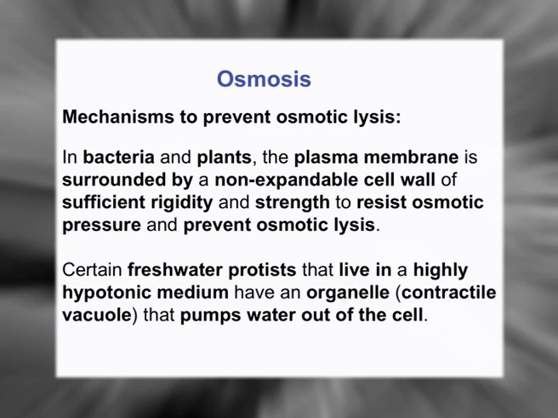Then again, freshwater protists, which usually live in a highly hypotonic environment, have a special organelle called the contractile vacuole that always pumps water out of the cell. So a lot of water comes into the cell as well as a lot of water goes out. So effectively the osmotic lysis is avoided.